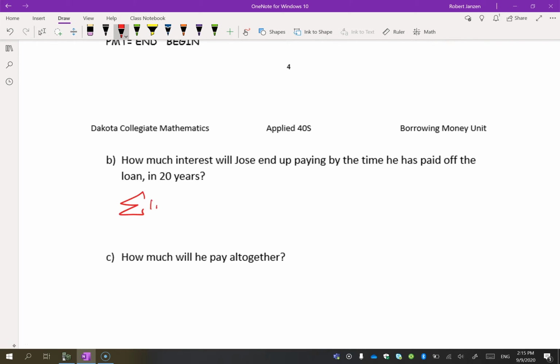Okay, again, there's the other way to do it. This one's much easier. Now that you've entered that into the TVM solver, we just want to figure out what is the interest from 1 to 20 years. Now, it's not 20 because it's the last payment, right? It's 20 times 12. So how much interest?